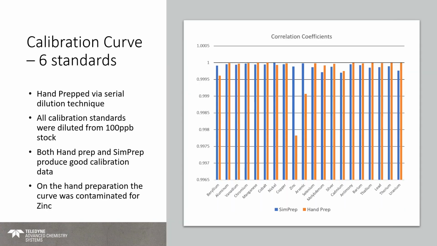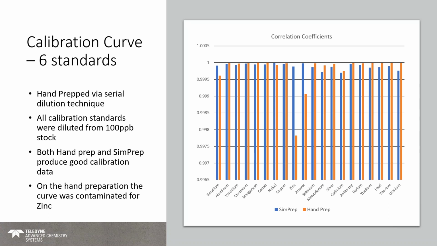One of the first things that we do every day in the laboratory is create a calibration curve. So we wanted to prepare this both by hand via serial dilution, and also we prepared it on the SimPrep. And here you can see on the right is our calibration coefficients, and the SimPrep is the blue, the hand prep is the orange. Everything was diluted from a 100 ppb stock, and both the hand prep and the SimPrep do produce good calibration data.